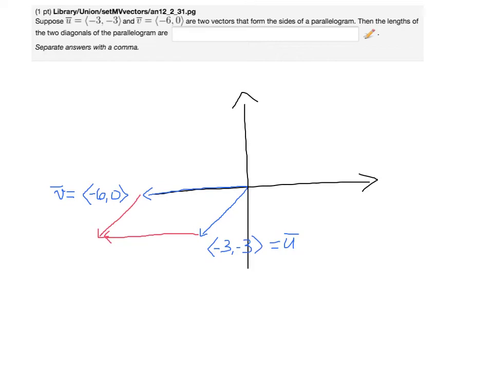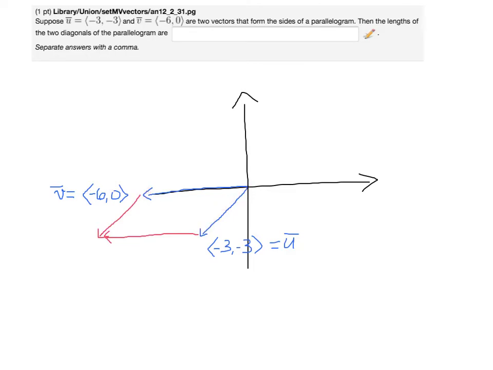Hello, calculus students. In this problem, we are to determine the lengths of two diagonals of a parallelogram created by these two vectors. All right, what I've done is I've taken the liberty to draw the parallelogram out. Here's v, which is minus 6, 0, and here's u, which is minus 3, 3.